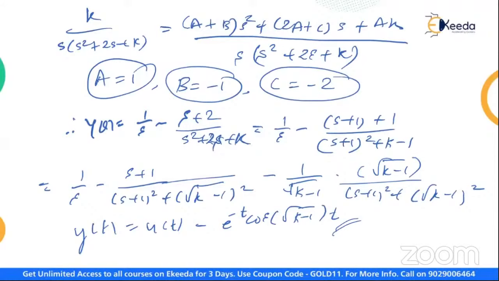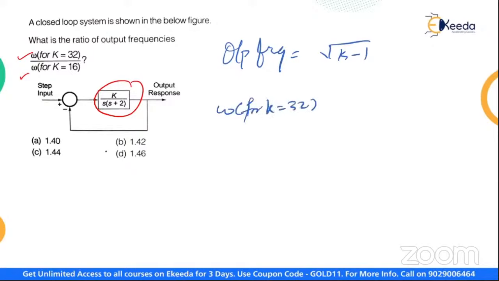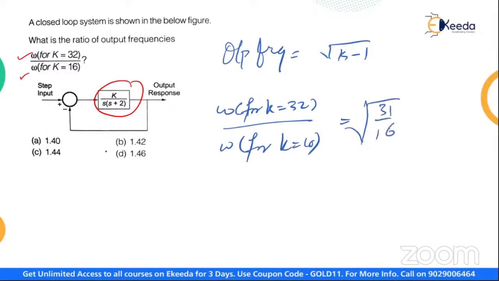Now, output frequency. From this, you got the output frequency. What is the output frequency? It is equal to under root of k minus 1. Therefore, omega for k equal to 32 and omega for k equal to 16, what is that? This is nothing but under root of 31 upon 15. Because under root of k minus 1, k is 32, 32 minus 1 is 31.